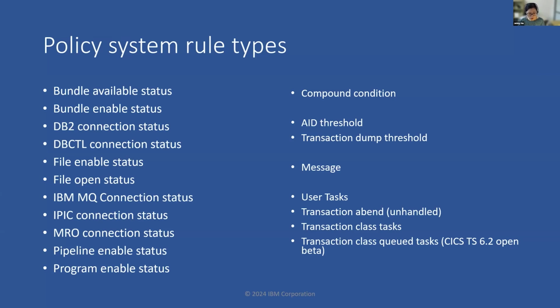And the last part of it is around the number of tasks, which can be the number of user tasks in terms of the percentage of the number of max tasks. And what's the transaction class tasks? How many are queued? I wanted to know about queuing on the transaction class, which is available in the CICS TS 6.2 open beta.